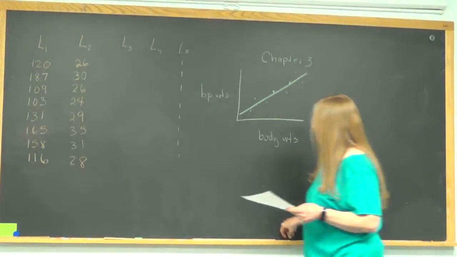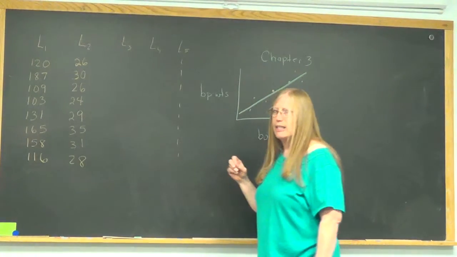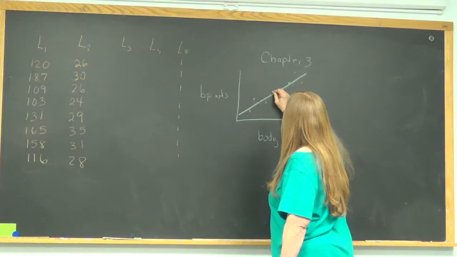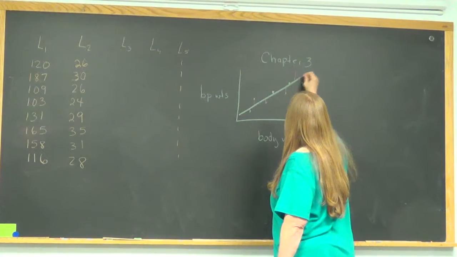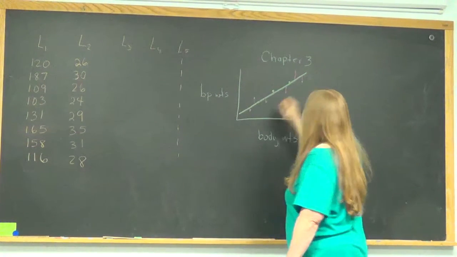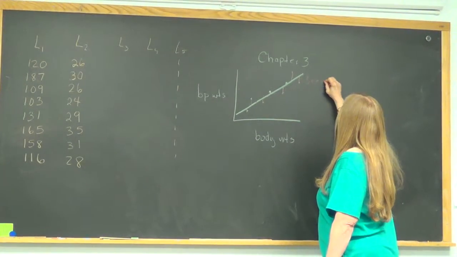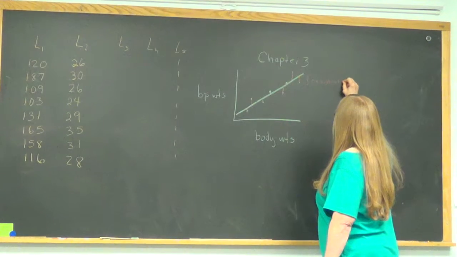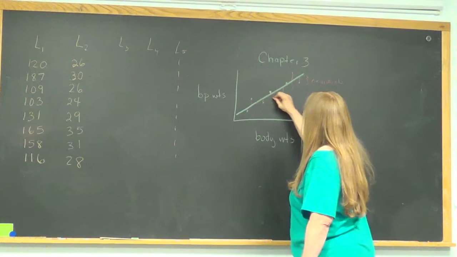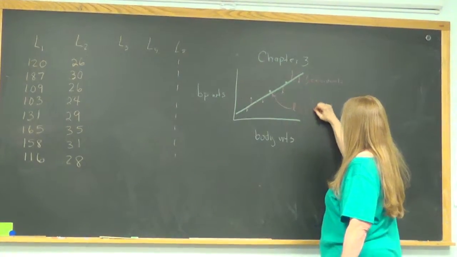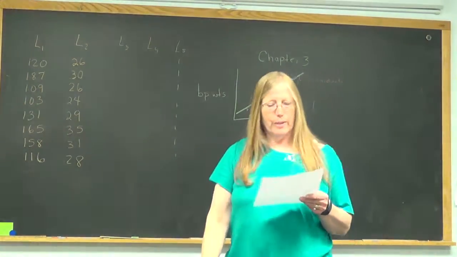And now see if you can remember what these are. Actually, this came up on our card review. So what were these called? Residuals. Very good. Residuals. I'm just going to abbreviate it. Least squares regression line. And residuals.